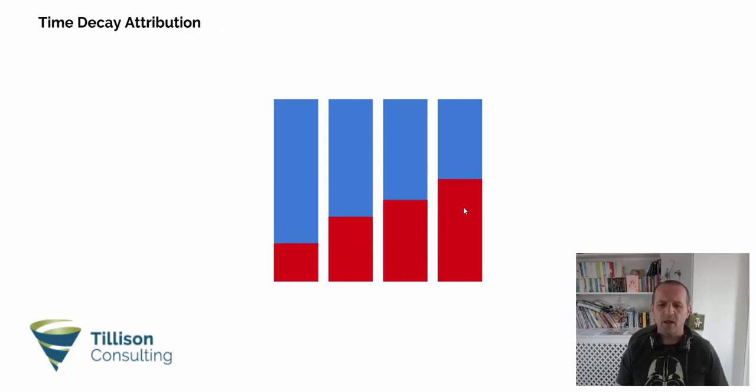And then time decay effectively looks a little bit like this. So the earlier clicks get less of the value of the conversion, and as we get closer to the conversion happening, the last click gets much more attribution of that value. So again, it's an interesting one. There's no right or wrong way of doing this. You really have to look at your data and decide which is the best model for you, for your products, for your website, for your audience.